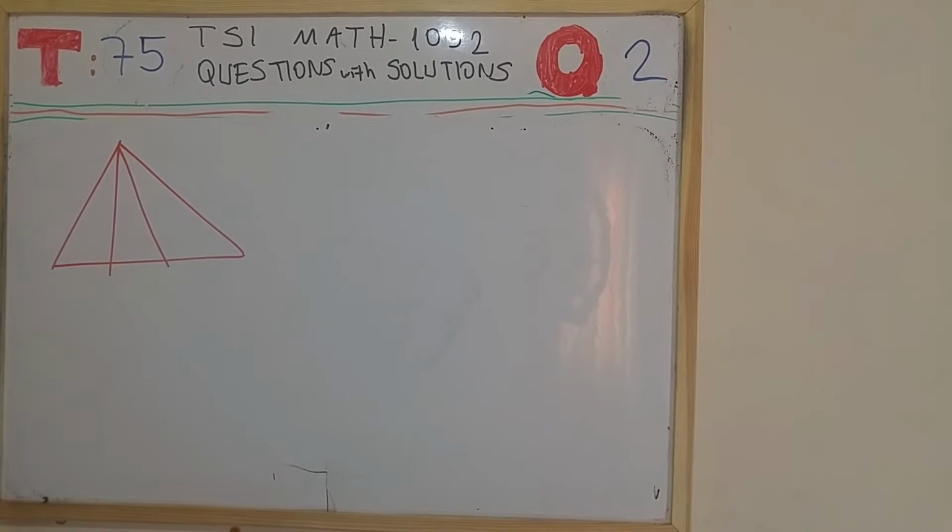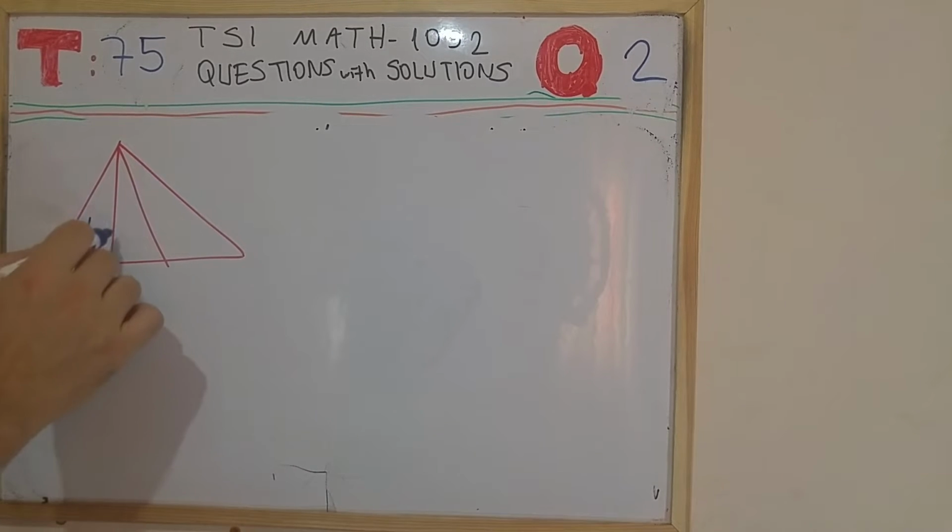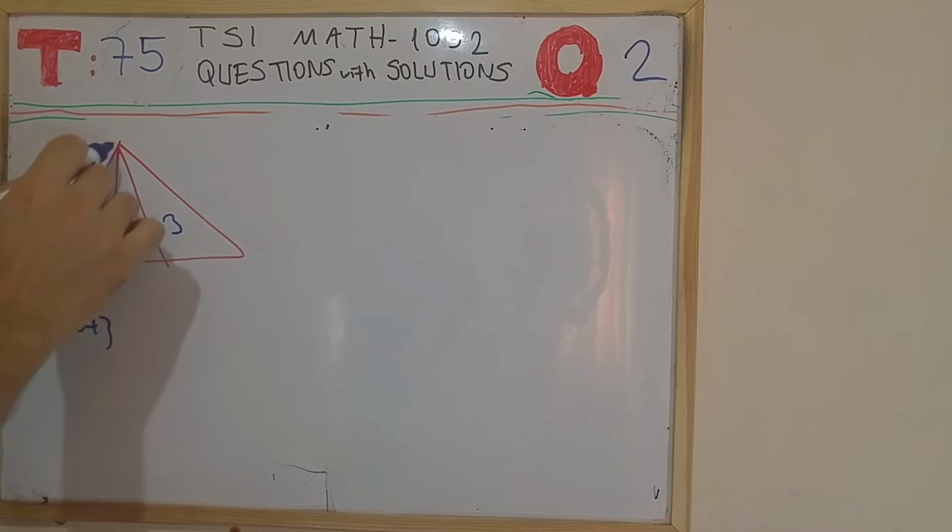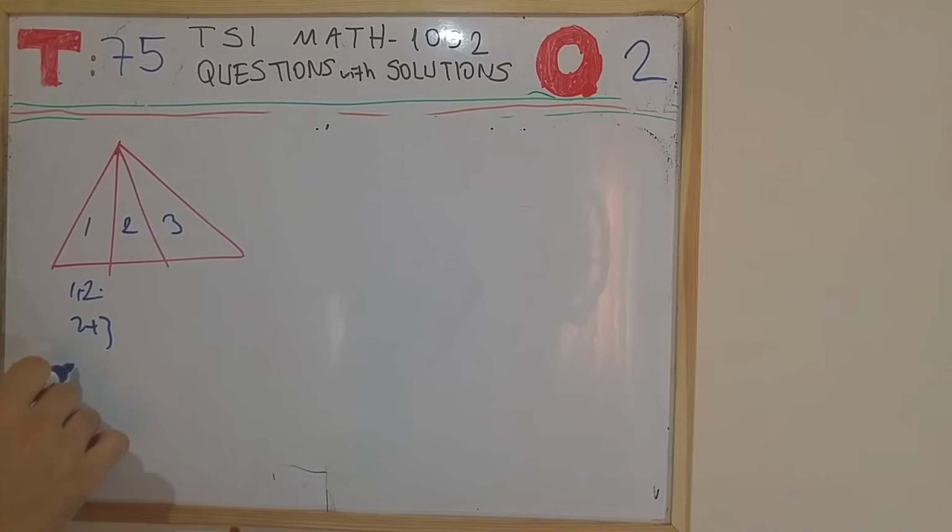Let's give numbers to the triangles. Let's say this is first one, second, and third. So we have 3 here. 1 and 2 make another triangle. 2 and 3 make another triangle. And 1, 2, and 3 make another triangle. So totally we have 6 triangles here.